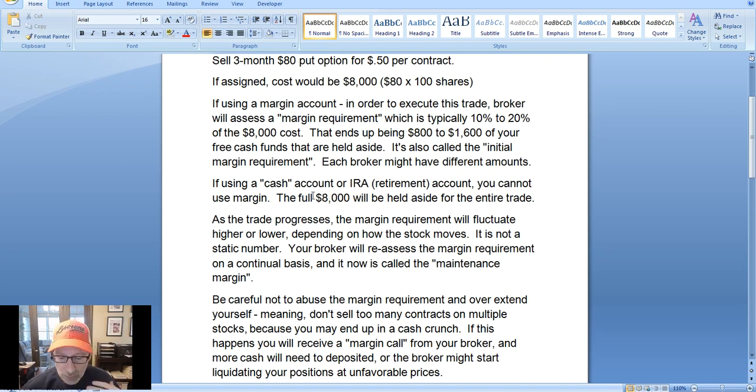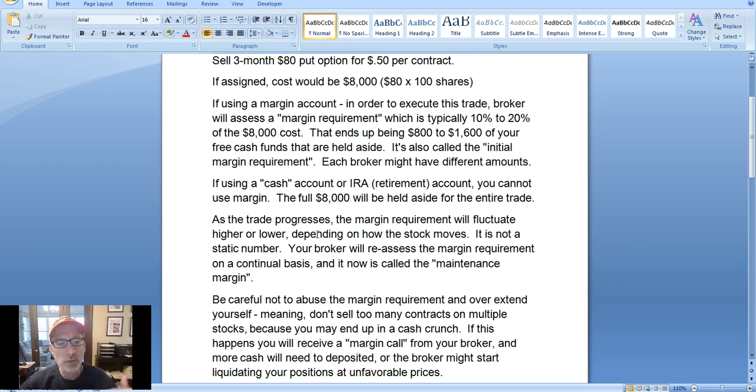So why would you have to hold aside $8,000 of your account for 100 shares that you may never end up buying? So to me, we like to sell put options in a margin account, because it only takes a small fraction of our cash that is held aside while the trade is active. So that's really what the margin requirement is. When you actually sell a put option, you have what's called the initial margin requirement. So that initial 10 to 20% is what you have to hold aside right when you sell that put option. That $800 to $1,600 is held aside immediately.